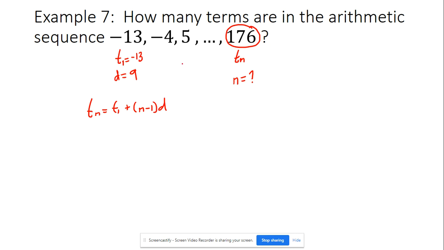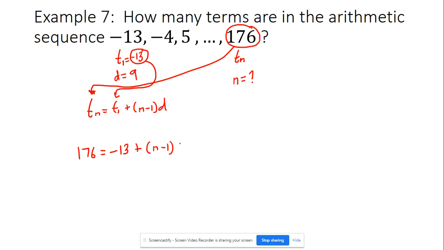We know that Tn is 176. So this number gets substituted into this value over here. So we have 176 equals T1, which is negative 13. That goes in right here, negative 13, plus, we don't know this value here, so I'm going to keep this as n minus 1, but we do know that our common difference is 9. Okay, so now we have to do a bit of algebra, and we have to get this n by itself.